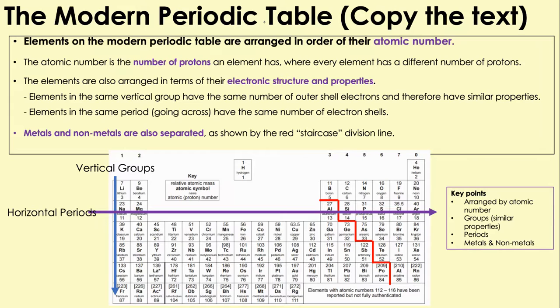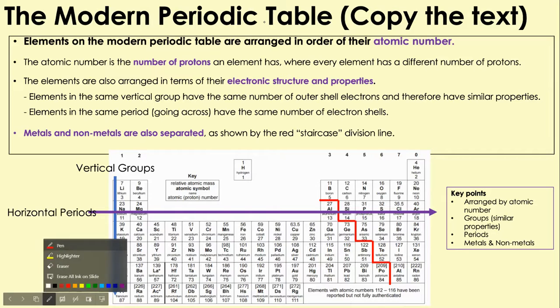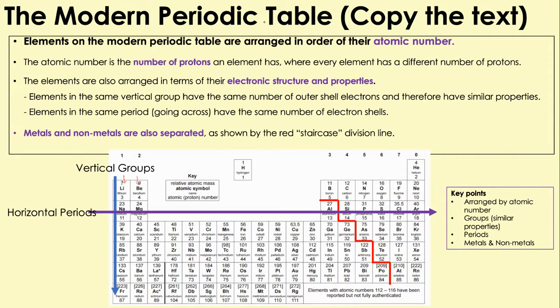So this diagram's a little bit confusing. So the groups are the columns here. So let me get my pen on. So the groups are the columns, and these are the group numbers here. So they're the group numbers.